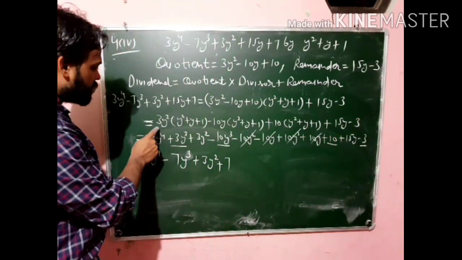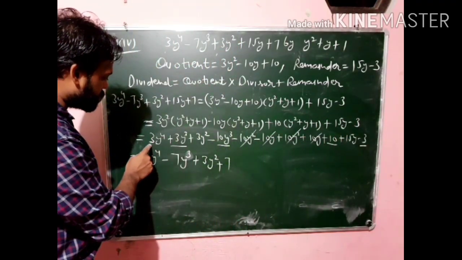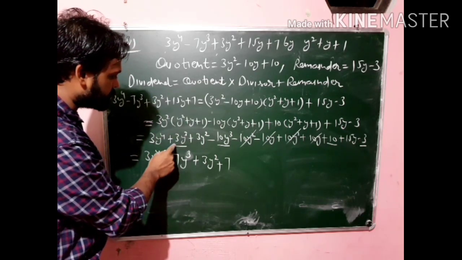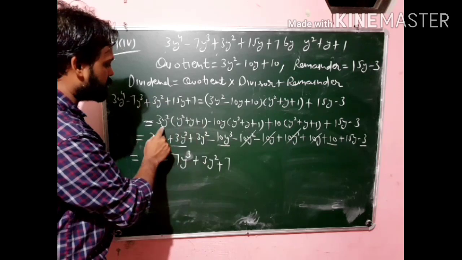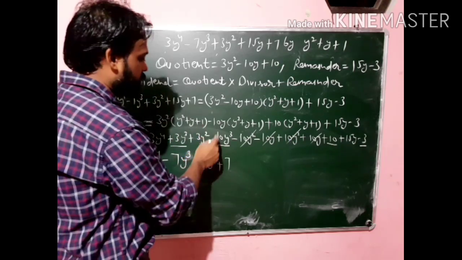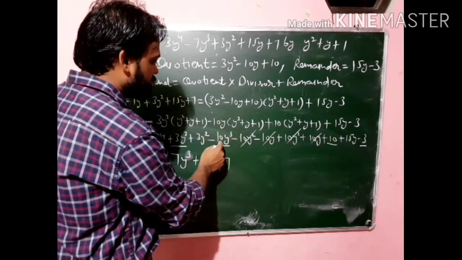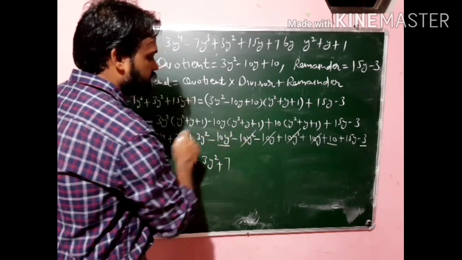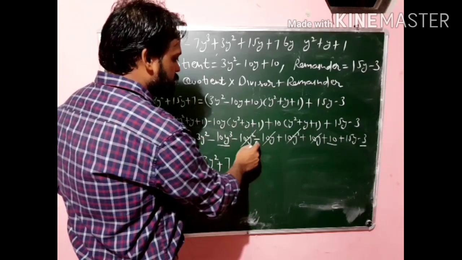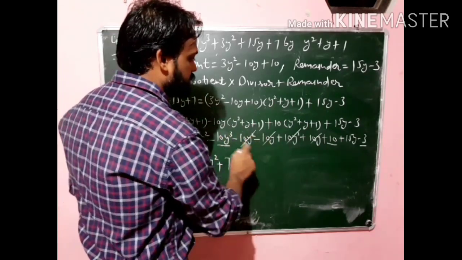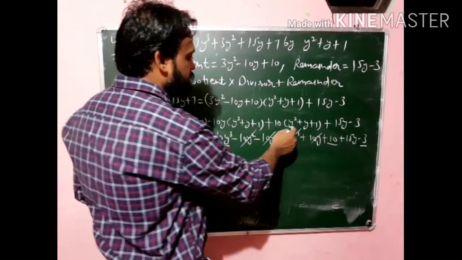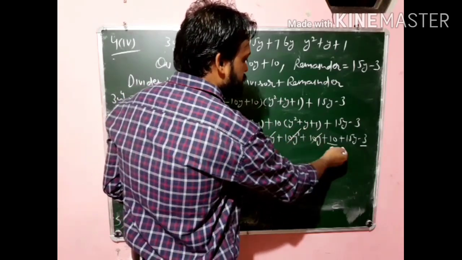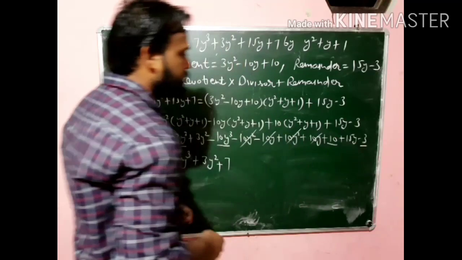Now multiply 3y square into y square will become 3y raised to power 4 plus 3y square into y will become 3y cube, and of course with the 1 it will become 3y square. Then minus 10y into y square becomes minus 10y cube, then plus minus is minus 10y into y becomes 10y square, and then plus minus is minus 10y into 1 is 10y, and then multiply this 10 with y square, 10y square plus 10 into y is 10y plus 10 into 1 is 10, and also this 15y minus 3 as it is.